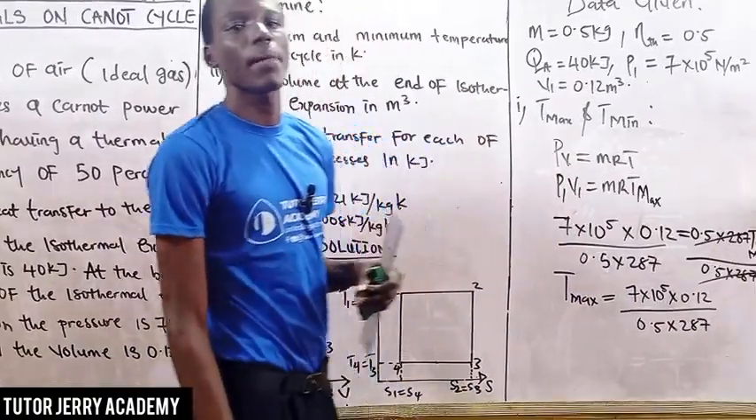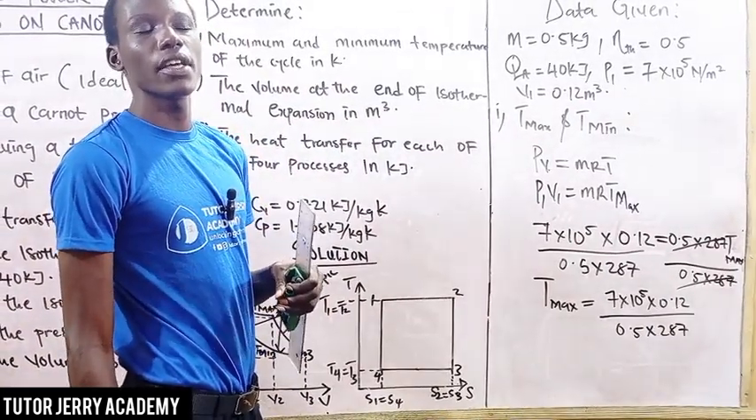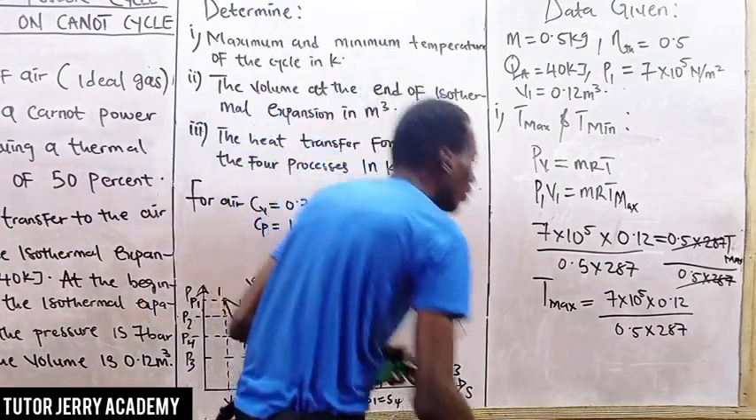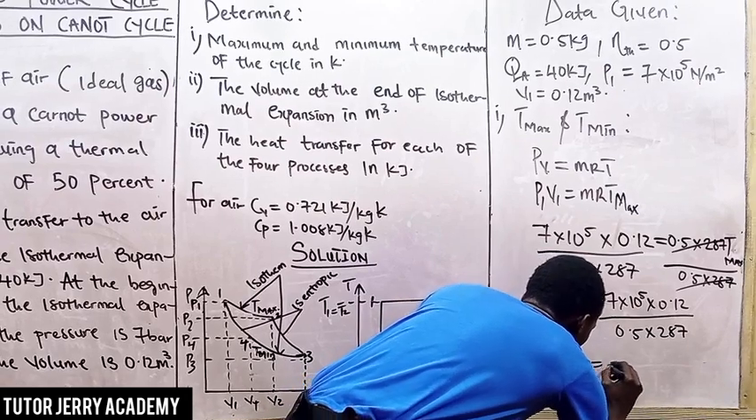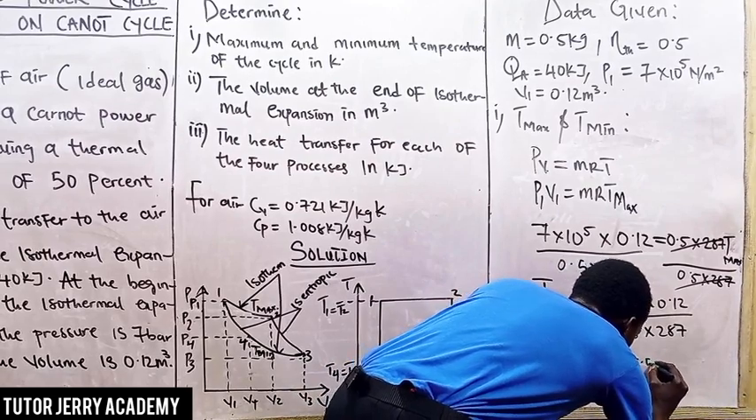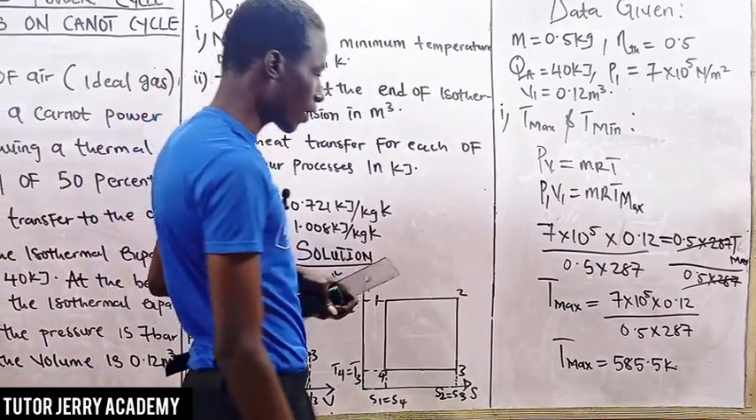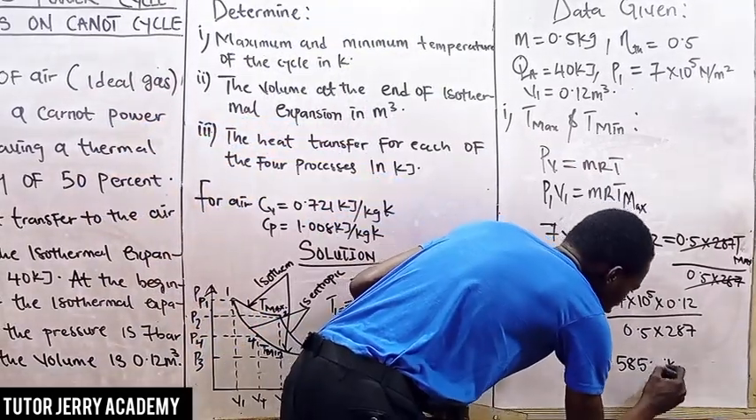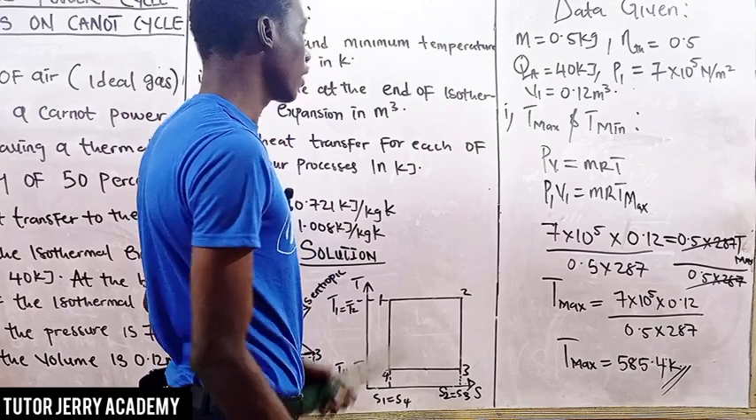What will be our maximum temperature? Our maximum temperature will be nothing but 585.4 Kelvin. So T max will be equal to 585.4 Kelvin. So this is our maximum temperature. Of course, we have 4 here, not 5. Press your calculator correctly. This will give you our maximum temperature.